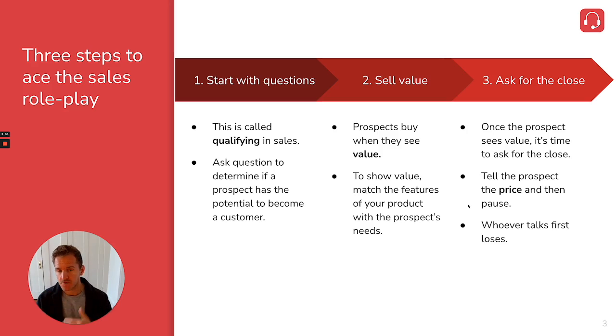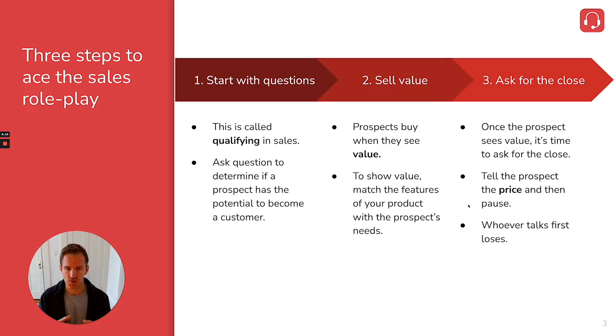So after you've gained enough information about your prospect to know what they want to buy, then you go on to step 2. Step 2 is selling value. The way you're going to sell value is very specific. You are going to match the features of your product to what your prospect has said they need.